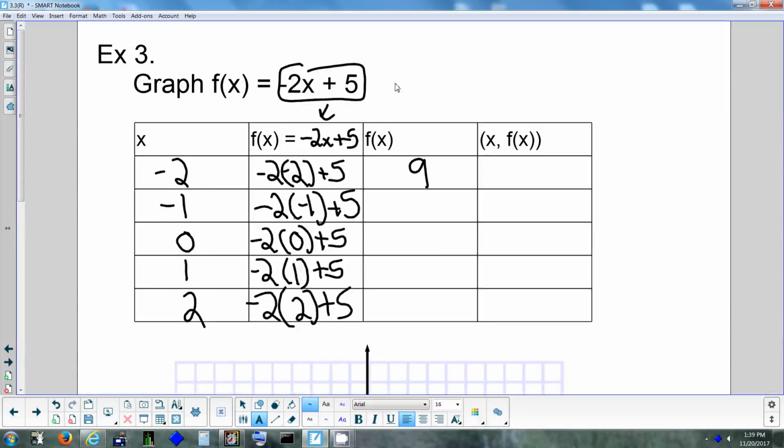All right. This one, negative 2, negative 2, negative 1 multiplying. Plus 2, 7. Good, we got 7 here. Down here, it goes down by 2s.